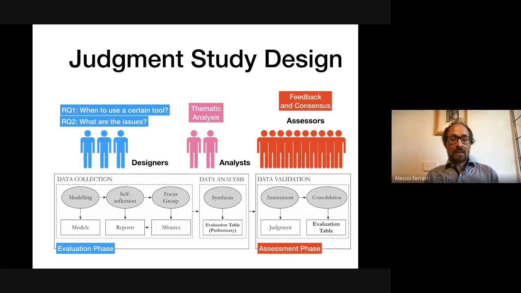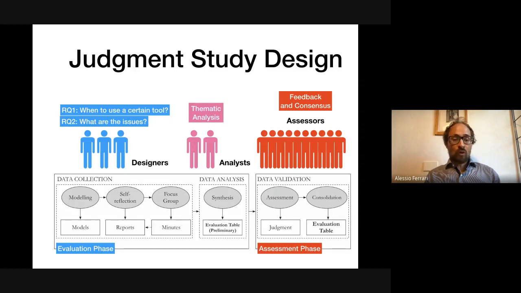This is the design of the study. The design is composed of two main phases, an evaluation phase and an assessment phase. In the evaluation phase, we involved 3 designers and we asked them to model a simple railway system and to reflect on the issues encountered with the usage of one of the 9 tools that we considered and when it was more appropriate to use that specific tool. And we asked them to provide reports on their experience. Then they met in a focus group to update the reports and to discuss the experience itself.